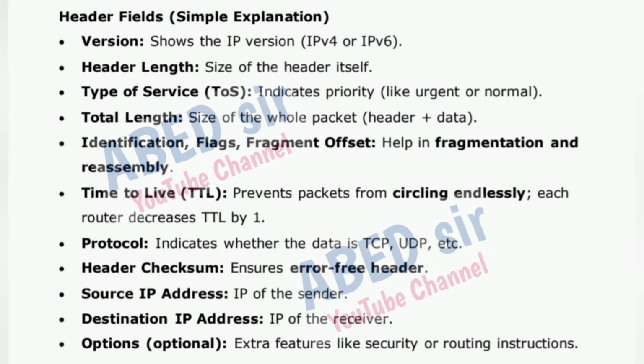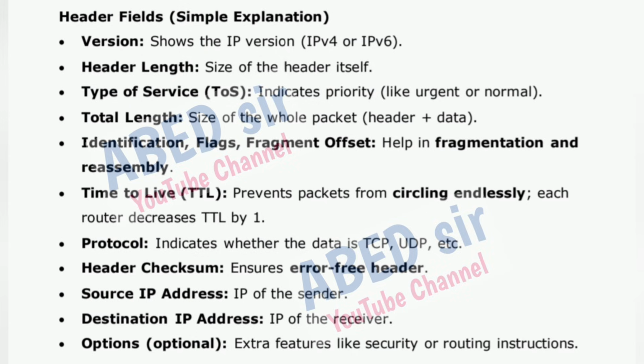Header length is the size of the header itself. Type of service indicates priority, like urgent or normal. Total length is the size of the whole packet, header plus data. Identification, flags, and fragment offset help in fragmentation and reassembly.